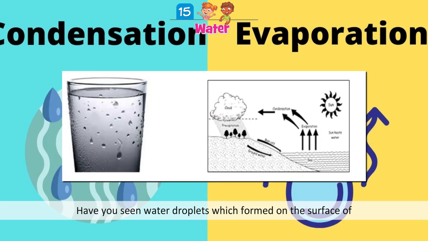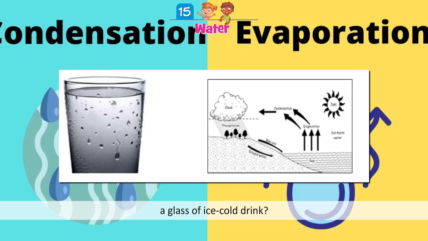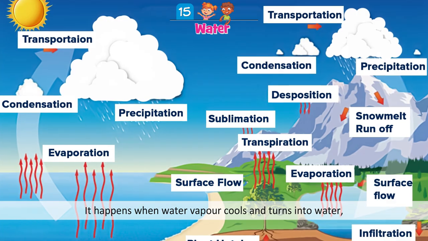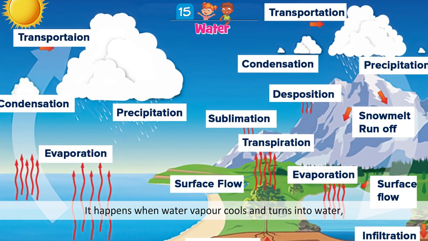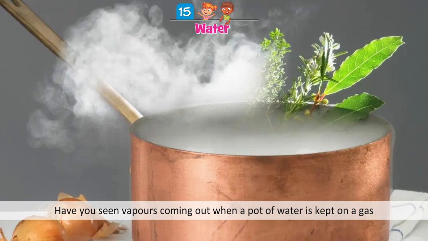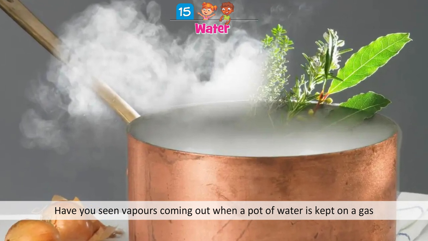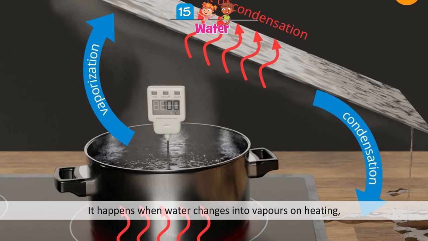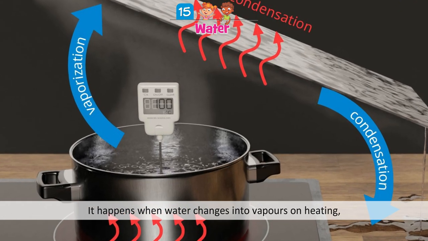Have you seen water droplets which form on the surface of the glass of an ice-cold drink? It happens when water vapor cools and turns into water, which is called condensation. Have you ever seen vapors coming out when a pot of water is kept on a gas stove for boiling? It happens when water changes into vapors on heating, which is called evaporation.